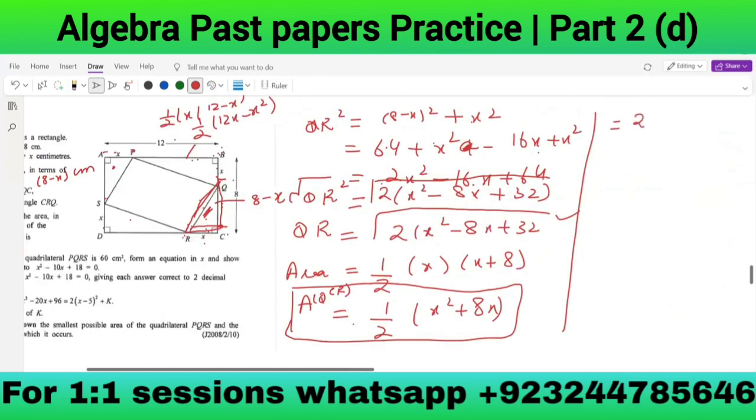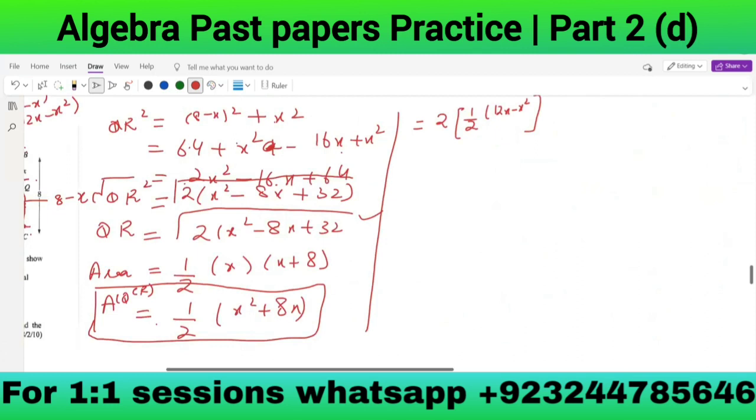So 2 times 1 by 2, 12x minus x square. Why are we multiplying by 2? So we will get the area for this region. Adding 2 times 1 by 2 x square plus 8x. This will give us the area of the 4 small triangles.